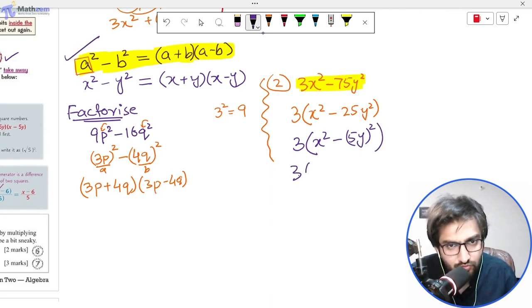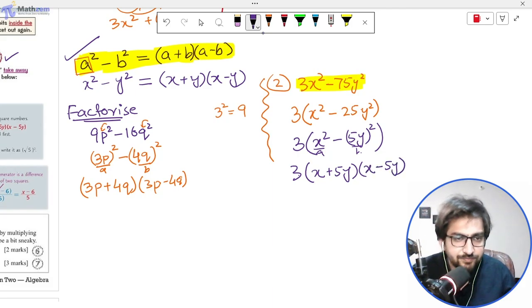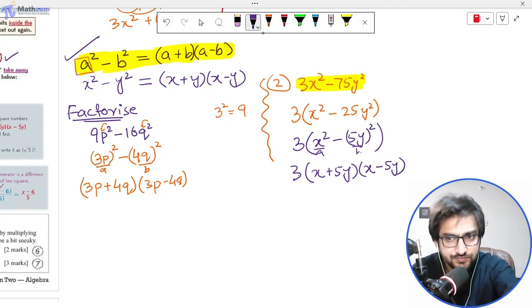Now let's apply the formula. So it is a, that is b. So a plus b and a minus b, a minus b. So that is the answer.